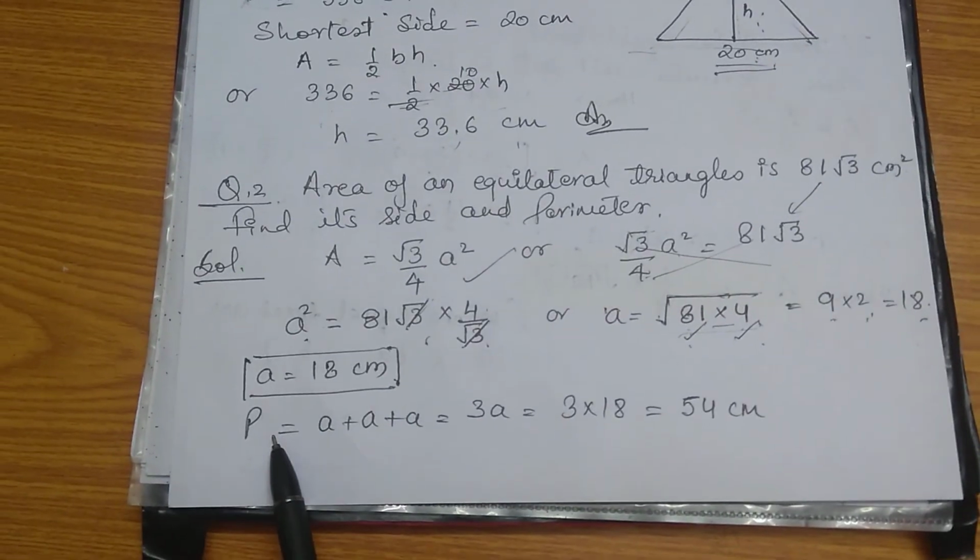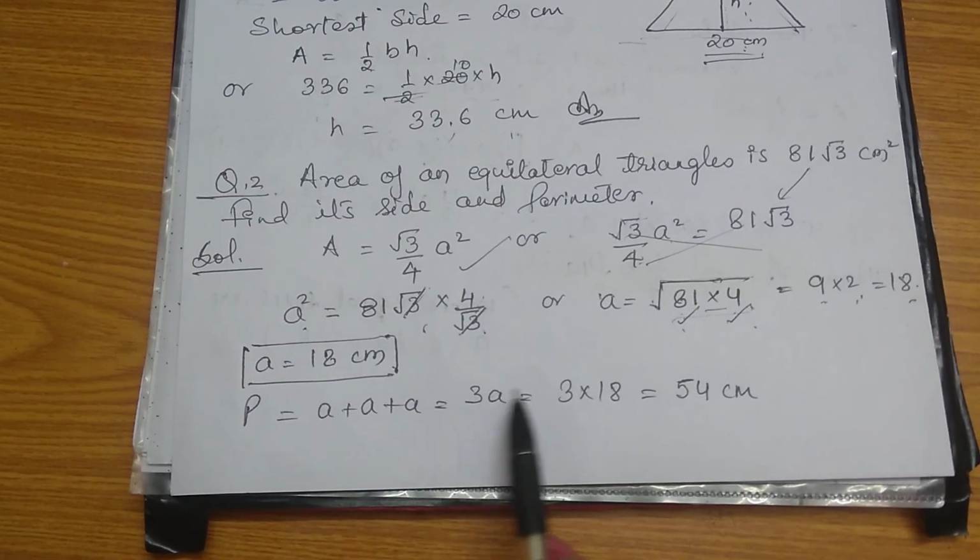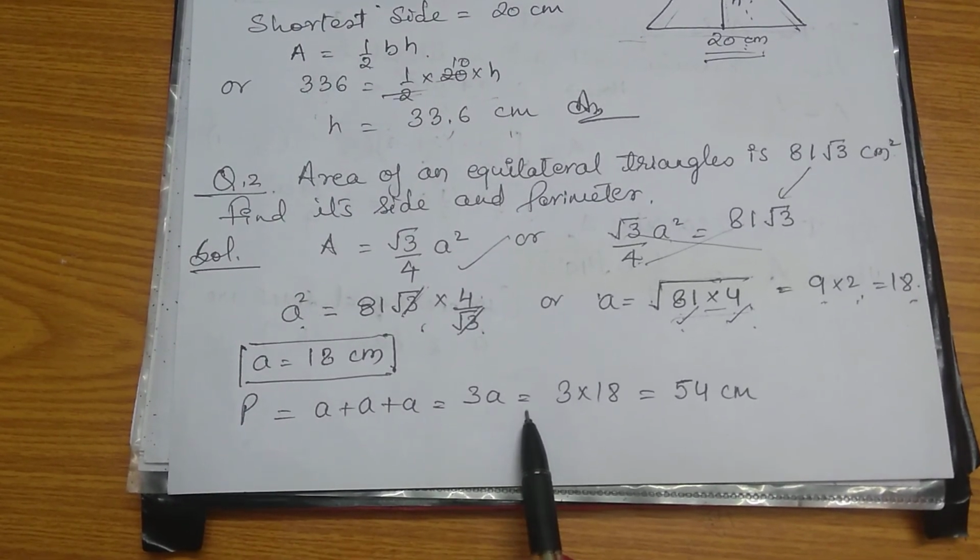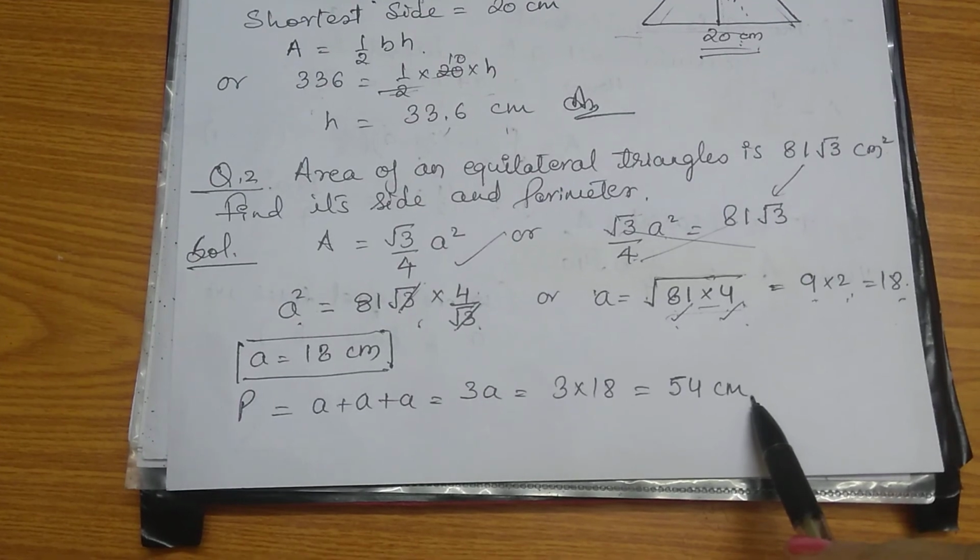Now finally the perimeter, which is the sum of three sides. All the three sides are equal, so 3a, that is 3 into 18, and 54 is your perimeter.